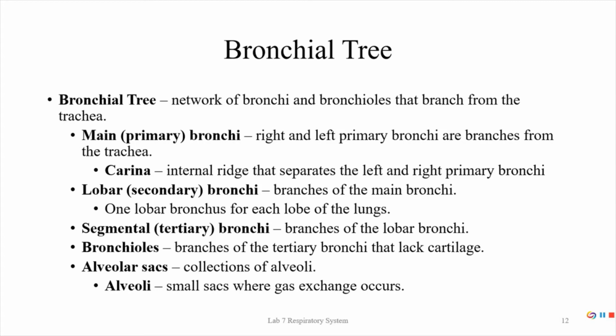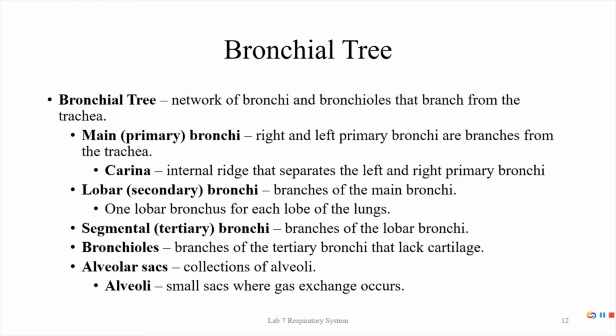So the right and left, as it branches, there will be an internal ridge where it branches called the carina. And then we'll see the lobar or secondary bronchi, which come off the main bronchus. They are called lobar because there's one for each lobe of the lung. So there will be 2 on the left side, 3 on the right side. Sorry about that, I got it backwards there for a second. And so there are differences because there's actually one for each lobe of the lung.